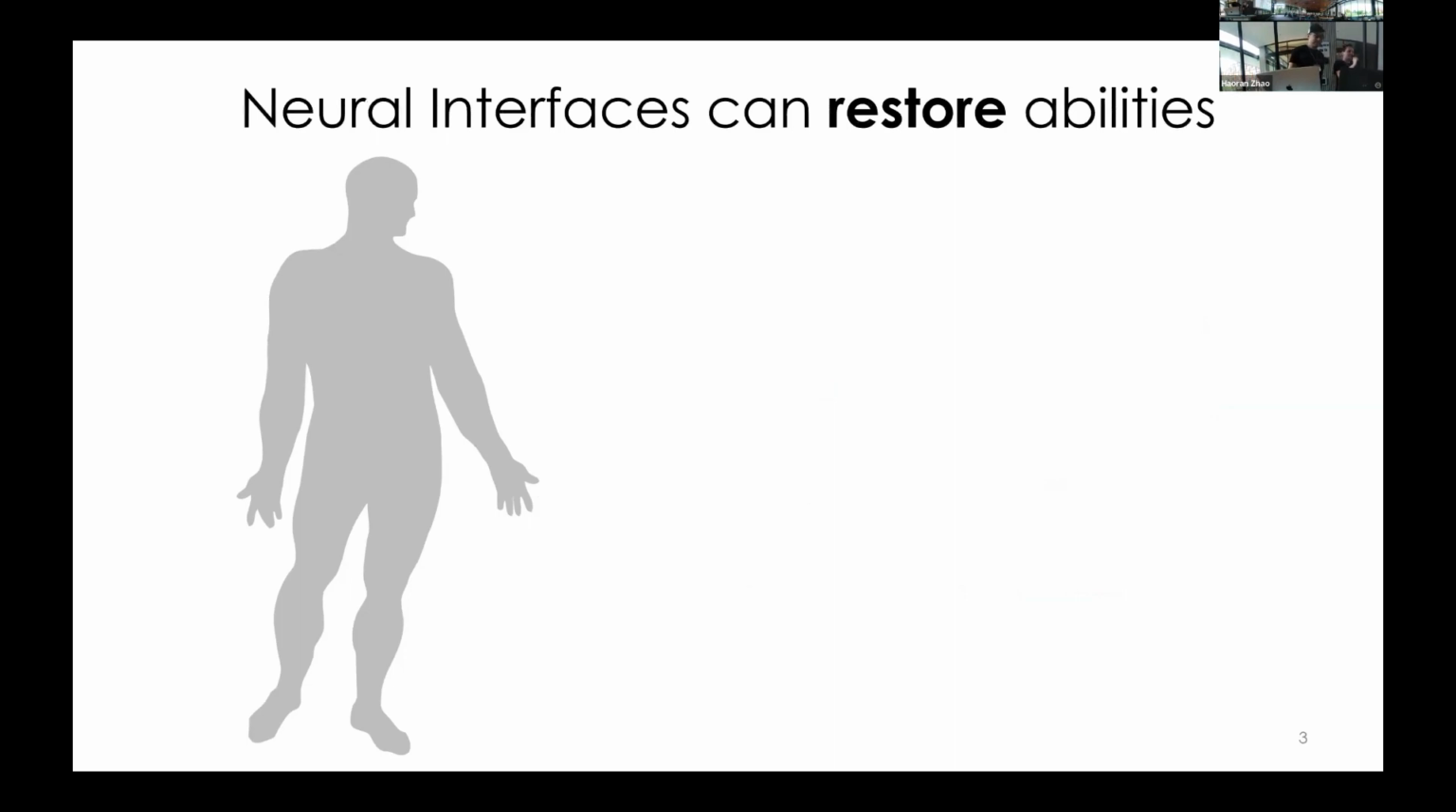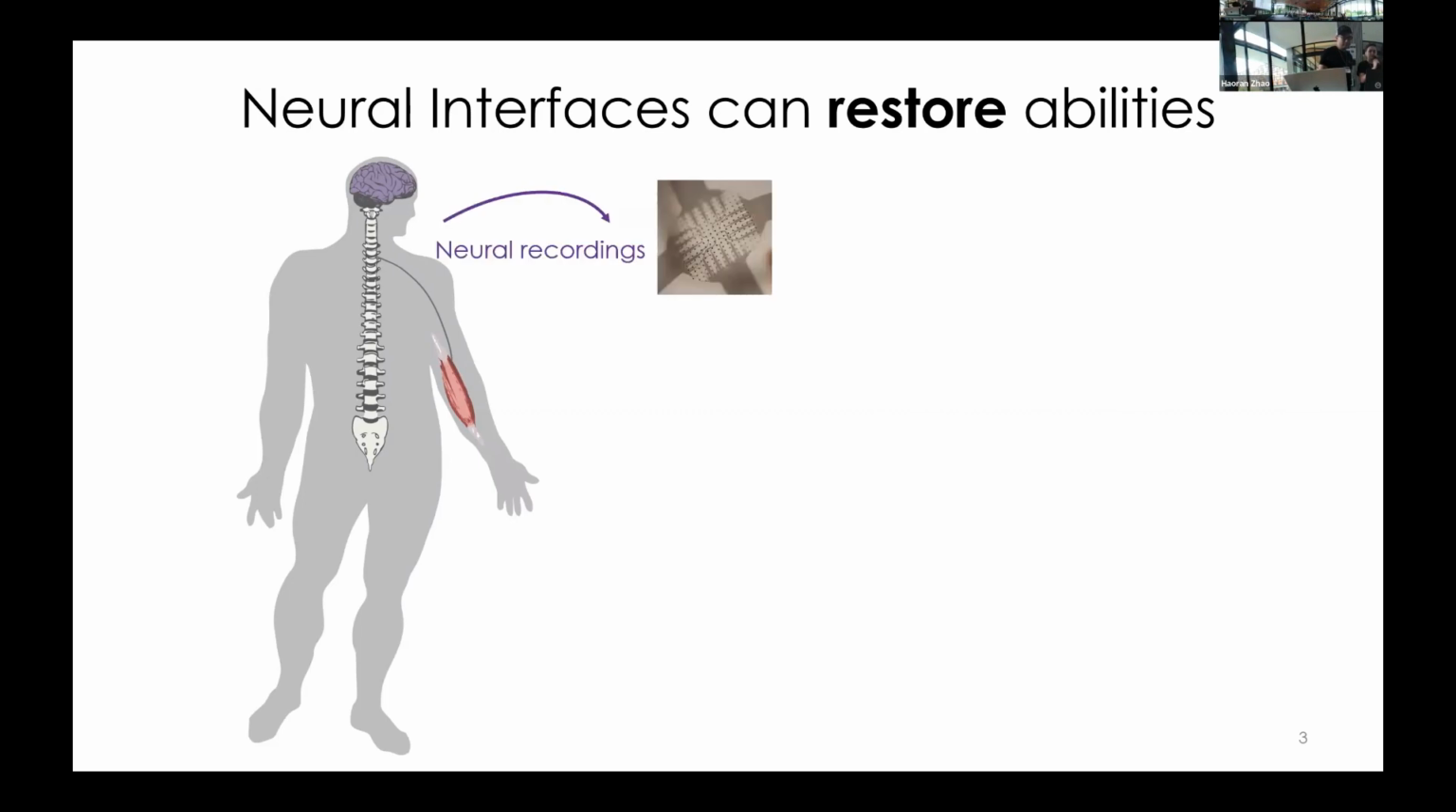Now, when we think of interfaces, we usually think of interfaces that we control physically with our hands or our feet. However, there are interfaces that we can control with the brain. For example, if we use implantable electrodes, we can record the neural activity and use that neural activity to control an interface through a computer.